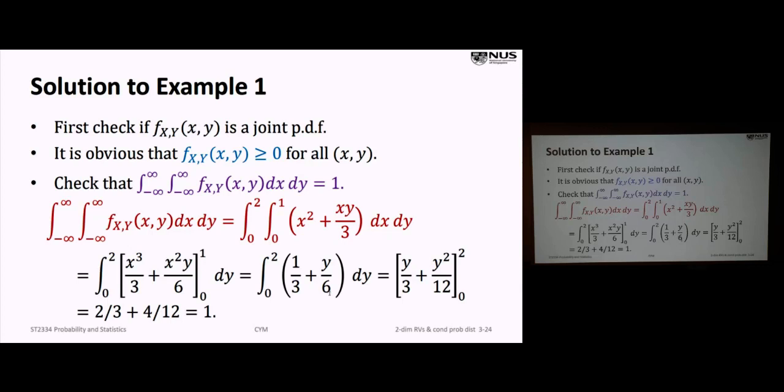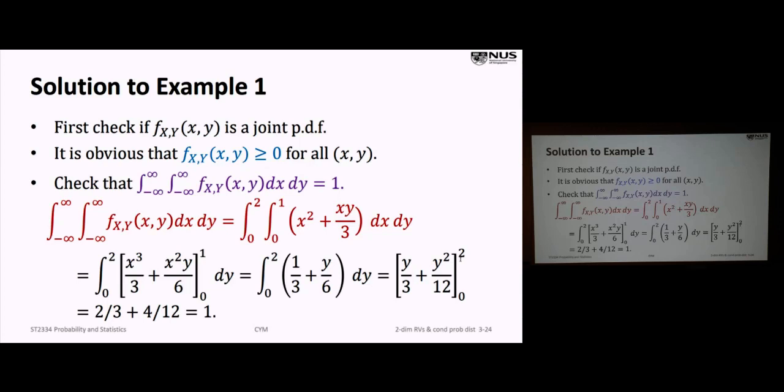Now my job is not complete, because I need to integrate the resulting quantity, which is explicitly a function of y, with respect to y. So I have 1 over 3 plus y over 6, and I integrate this with respect to y. This is a relatively straightforward task because we're used to doing these single integrals. If I integrate 1 over 3 with respect to y, I get y over 3. If I integrate y over 6 with respect to y, I get y squared over 12. And the integral is now between 0 and 2.